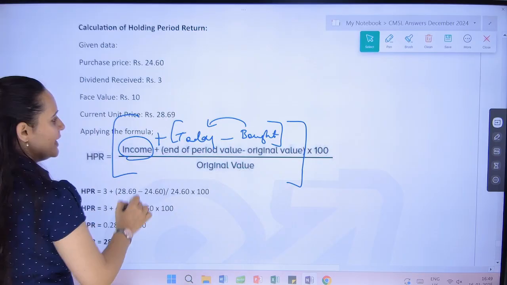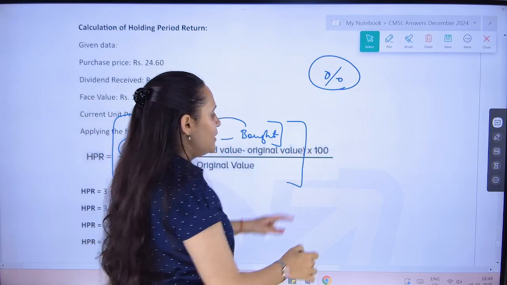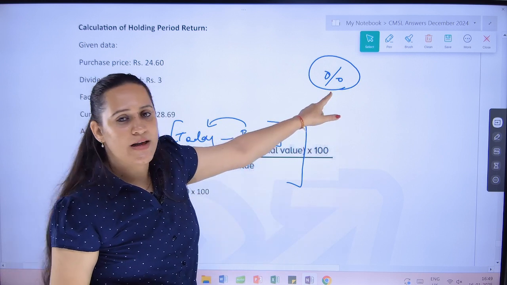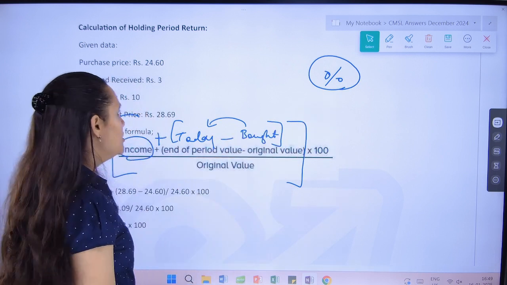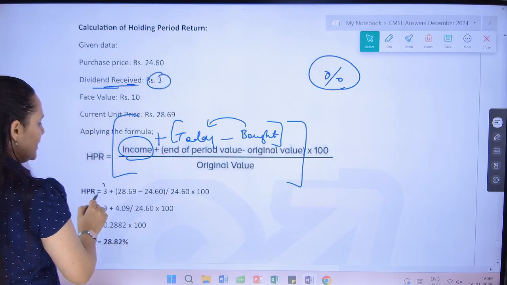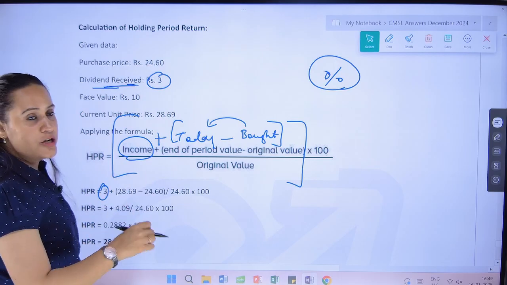This 100 is outside the bracket because we want to calculate in the way of a percentage. So it is not within the formula, but it is outside the formula because we want to take the value in terms of percentage. So what is the income? He has received the dividend income of 3 rupees. 3 rupees plus end of value minus original value.